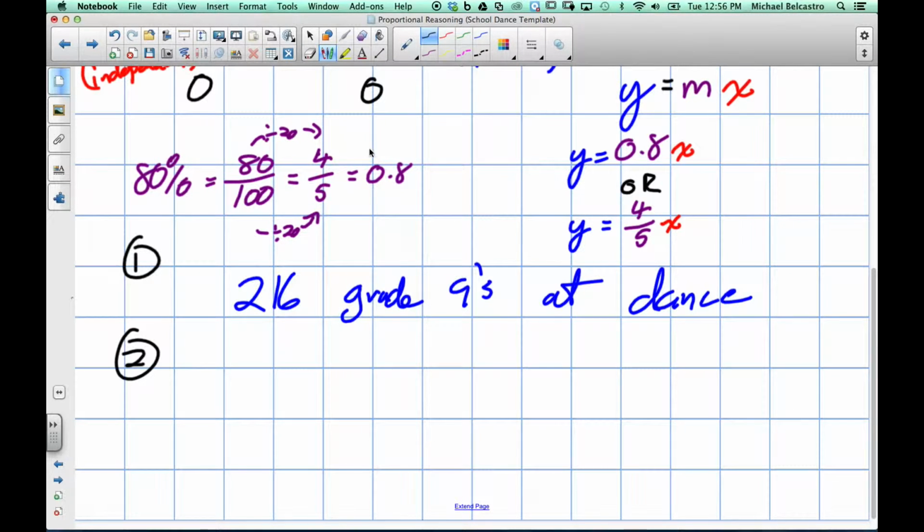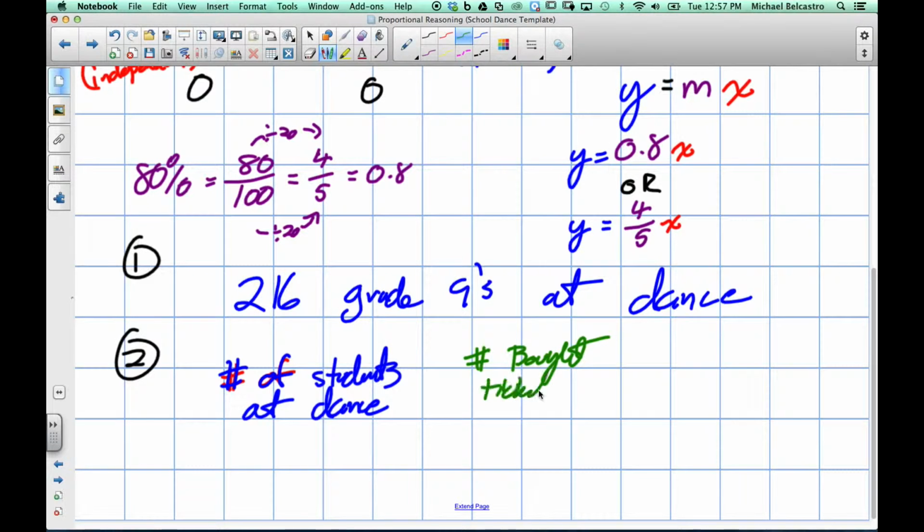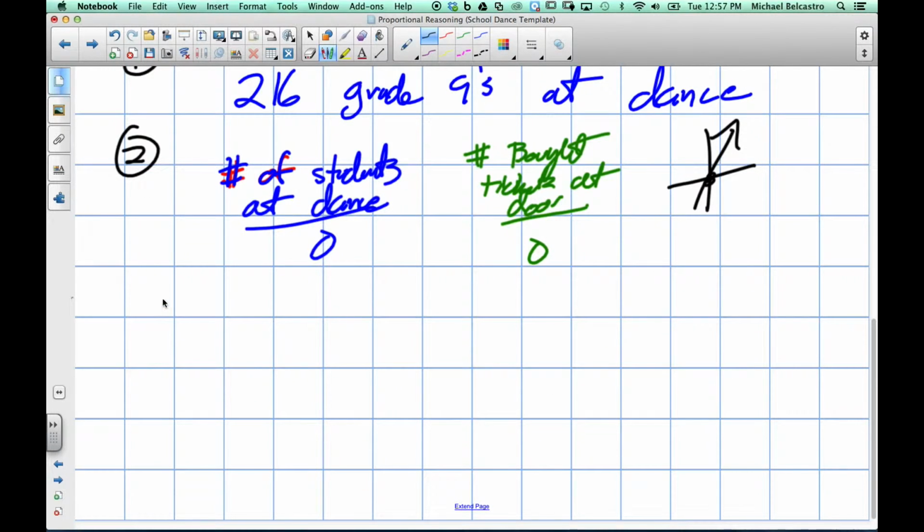Part 2, same idea. Again, it's directly proportional. If there are 0 students, so number of students at the dance, and number who bought tickets at the door. If there are no students at the dance, that means none could have bought any at the door, and therefore if we're graphing, we know we're going through the origin. This is direct variation, which means we're using, again, this formula y is equal to m times x.